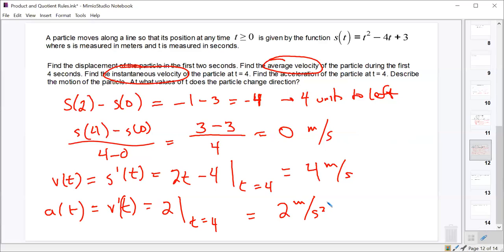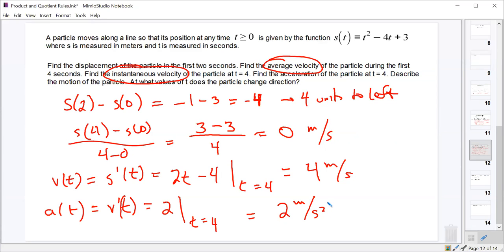If I asked you what is the acceleration of this particle at t equals 1,000, it is still 2. If I asked you what is the acceleration at t equals half a second, it's still 2, right? No matter what, it's going to be 2 because all of our variables fell out when we took that second derivative. Everybody good with that?